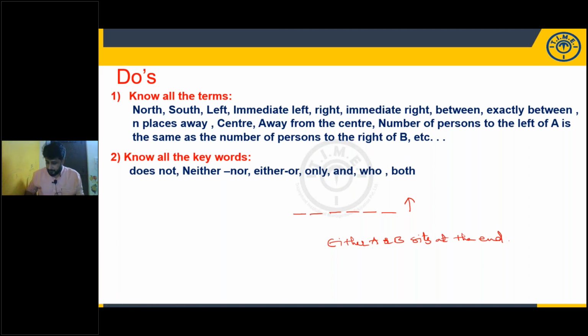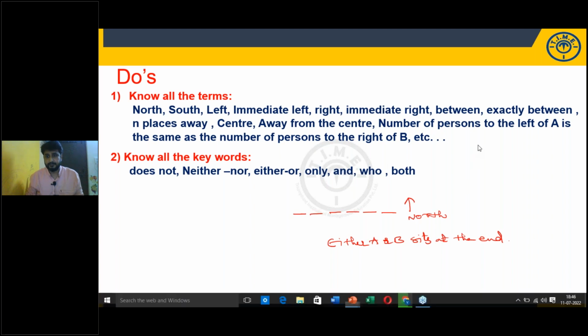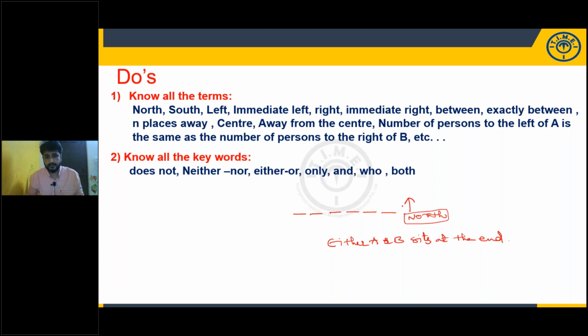Now could you please tell me what are the possibilities for A and B? All of them are facing towards north. The statement is either A or B sits at the end. What do you mean by either?